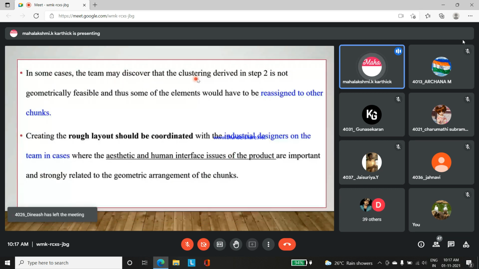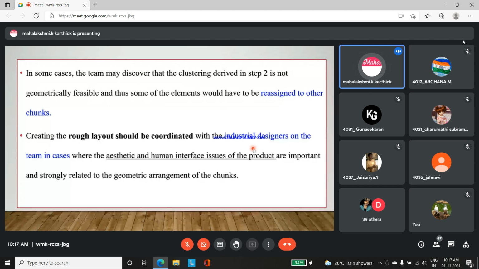So the team may discover that the clustering derived in step 2 is not geometrically feasible, so sometimes the elements would be reassigned to other chunks. If there is some problem in clustering, again you have to make that step 2 properly done and then only move to step 3. So creating the rough layout should be coordinated with the industrial designer, very important.